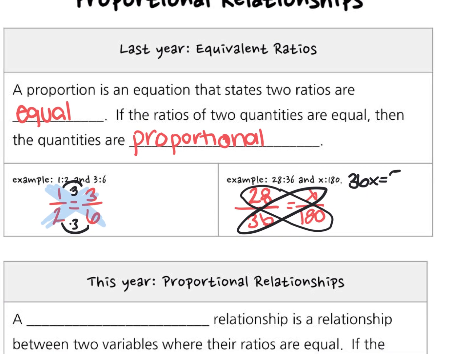5,000. Wait, no, 5,040. Okay, so we said 28 times 180 was 5,040, and that was equal to our other diagonal, 36 times x. What's our last step in solving that? We can draw the line and then do what? Divide by 36. Very good. So 5,040 divided by 36 should give us that x value that belongs up top.